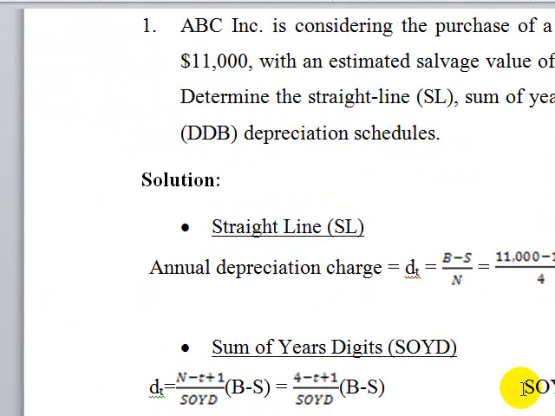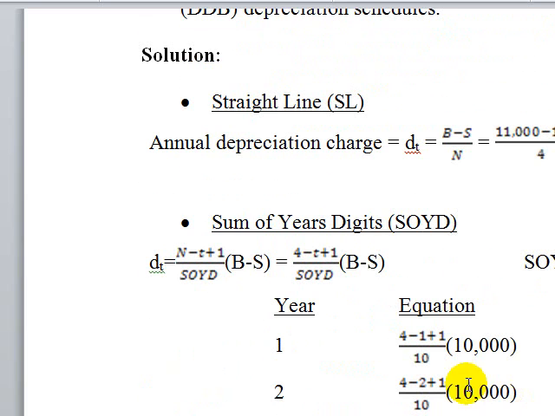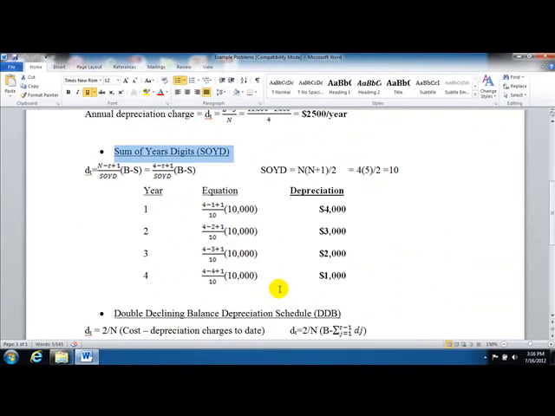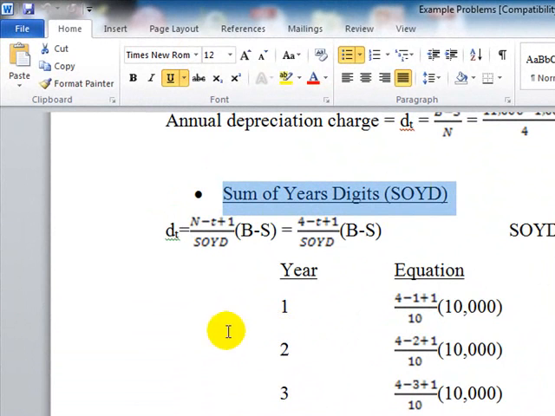So that was simple. The next method is sum of years digits, SOYD. I would recommend you to read this particular method in the book. Lots of details are given, but here we are going to briefly cover the calculations. There are two formulae that are important for calculating the depreciation schedules by this method.